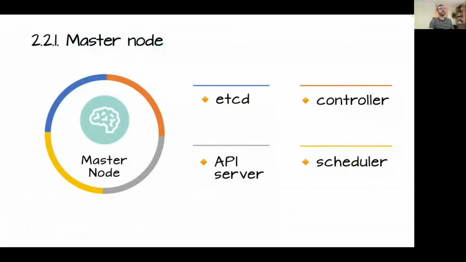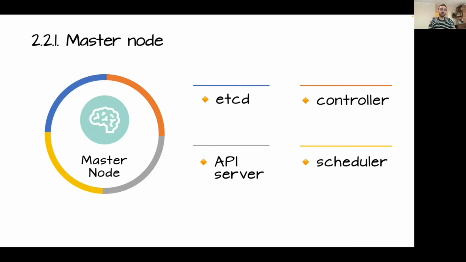So we have the master node, and this is composed of four main components. We have etcd, which is like a database used to store the entire configuration of your Kubernetes cluster.